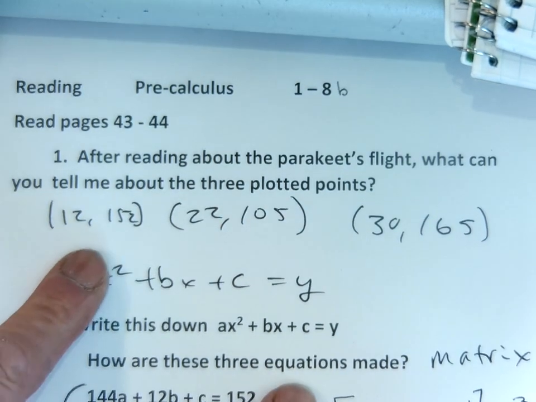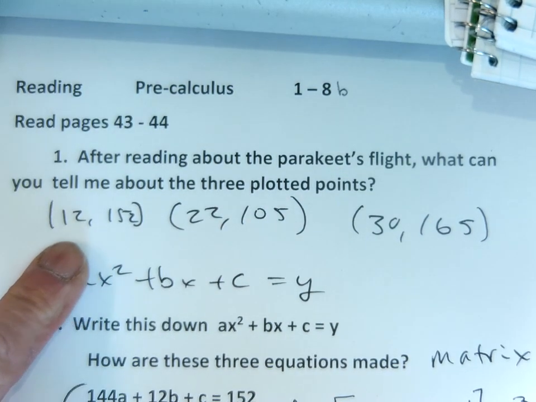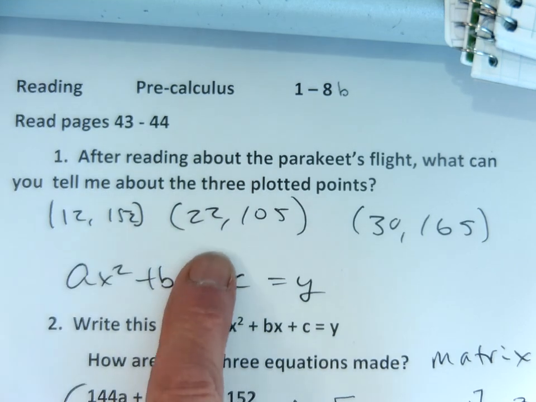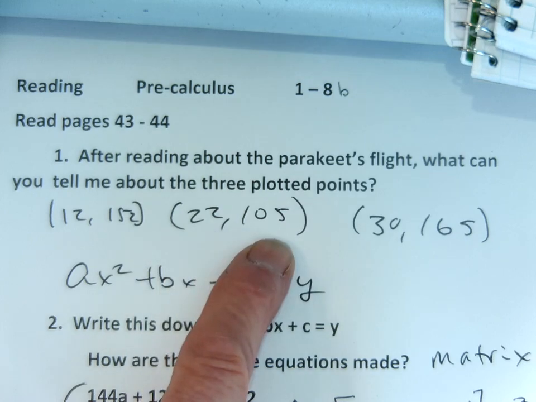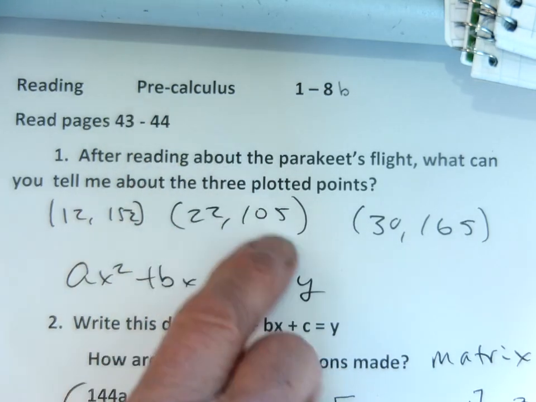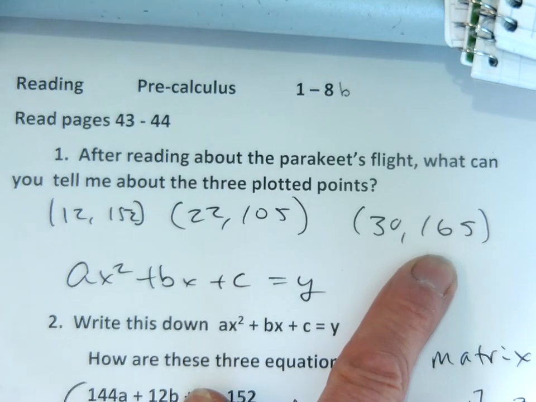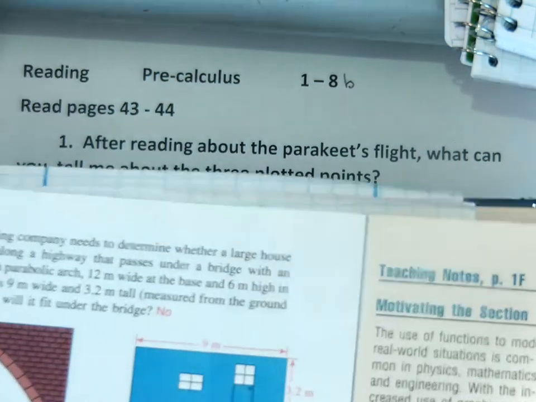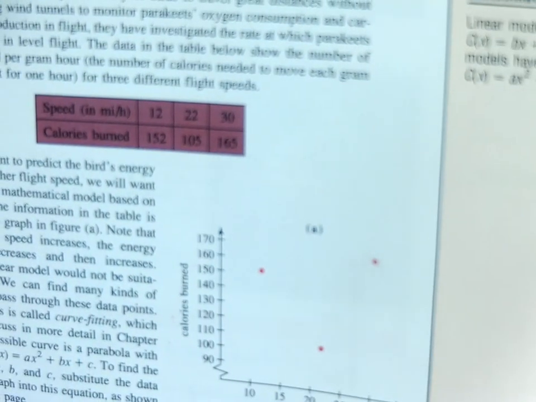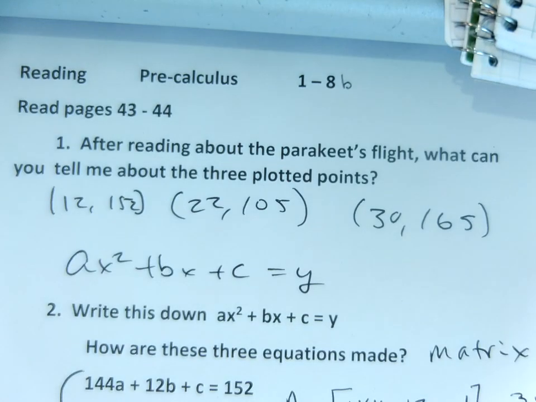We have 3 points: 12, 152, which is the speed of a parakeet and the calories used; 22 miles an hour, 105 calories used; and this is on page 43, 30 miles per hour, 165. If I look in the book and I saw a graph of it, it sure looks like it could be a parabola. All right. So how do we do it with the calculator?